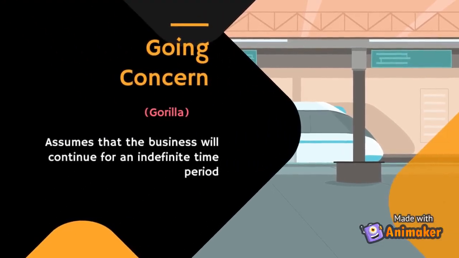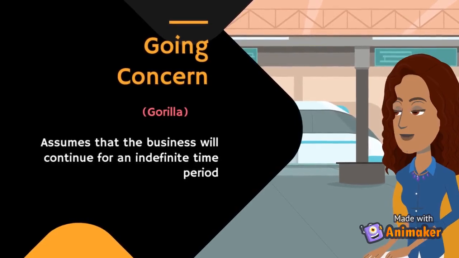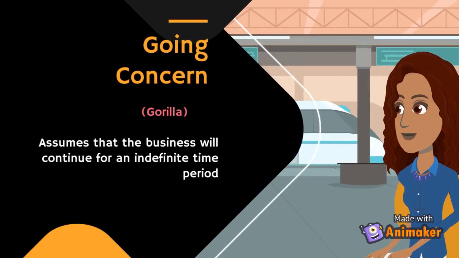G for Gorilla, G for Going Concern. The going concern GAAP is an important one. It assumes that the business will continue for an indefinite time period.